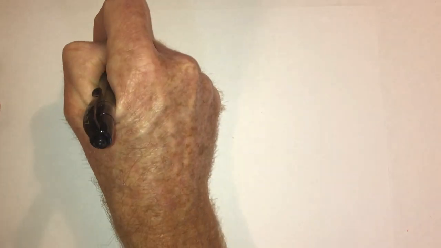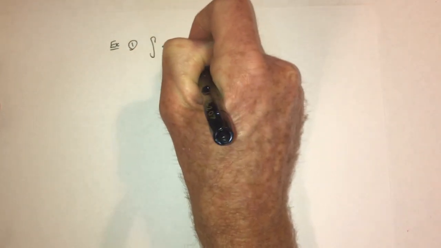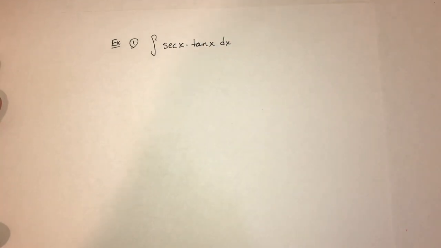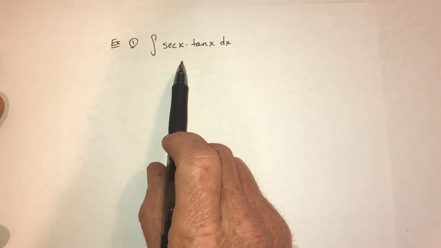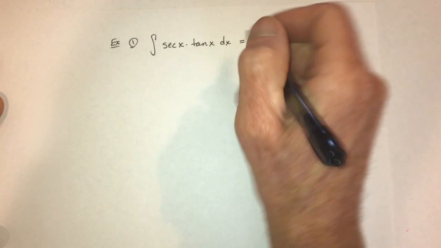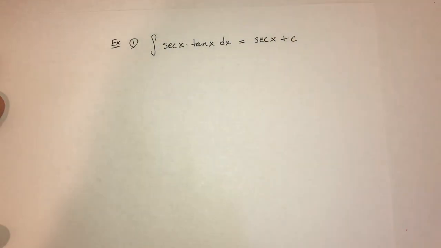And then for some examples to practice with, example number 1, what is the integral of secant of x times tangent of x? So then I think about derivatives that I know. The derivative of tangent is secant squared. No, that's not secant squared. The derivative of secant is secant times tangent. Aha, that's it. So that means that the antiderivative of secant times tangent is secant of x. And then put a plus c.